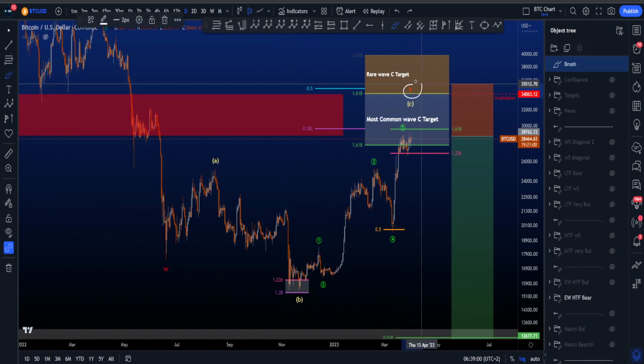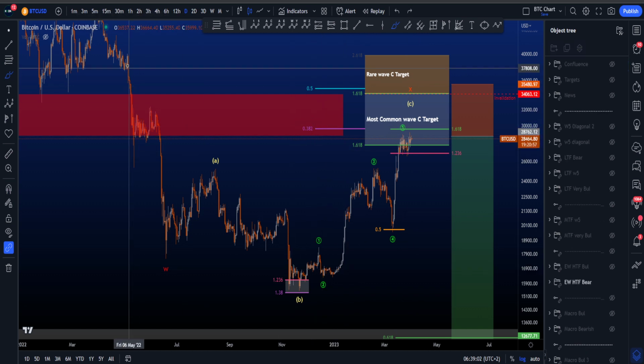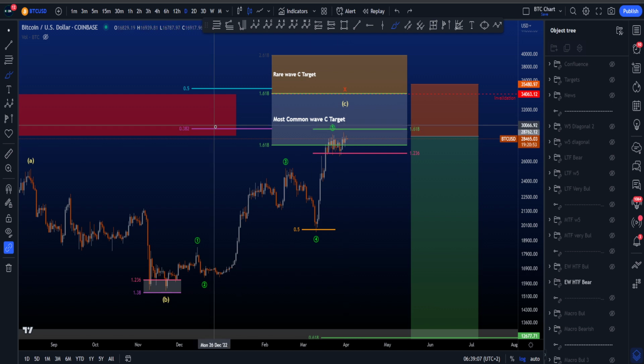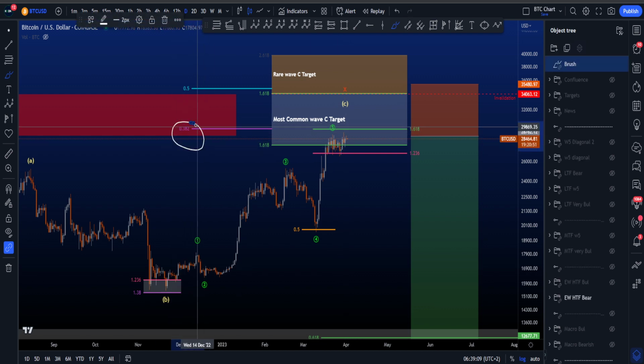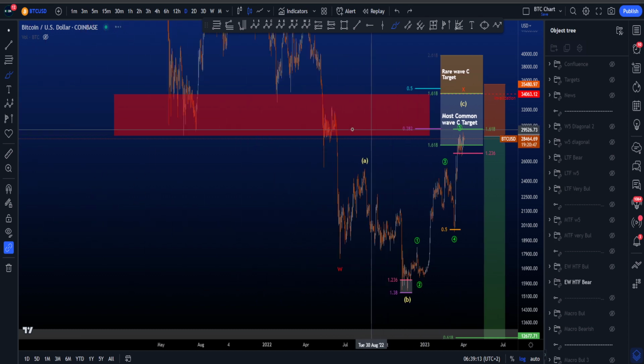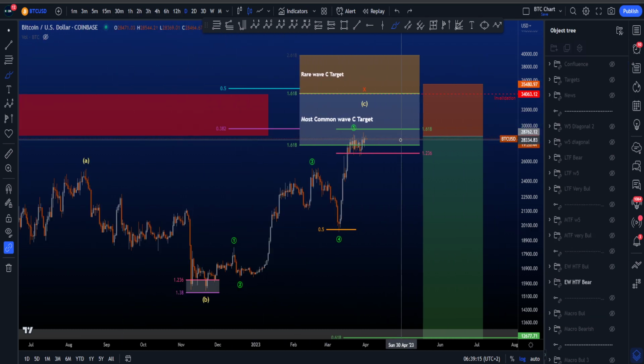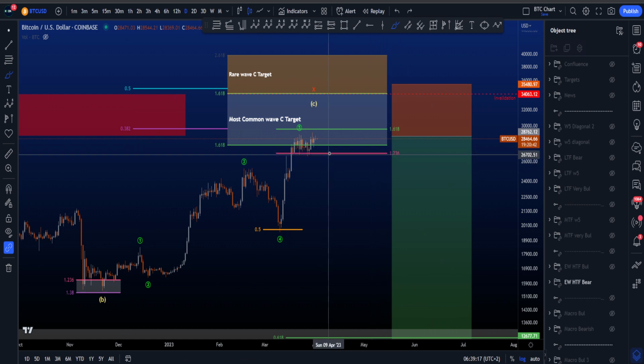Also, the wave X 0.382 is here, taken from the all-time high to the low of W. So the 29.6k target is quite interesting because the 0.382 as well as the 1.618 are both at that exact same level. Of course, we have the support resistance area over here as well. So yeah, it's kind of coming together.